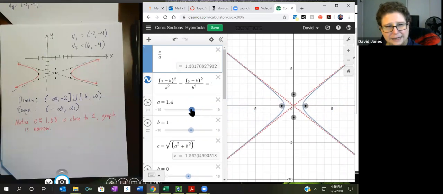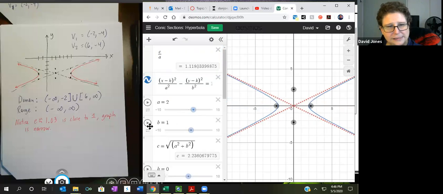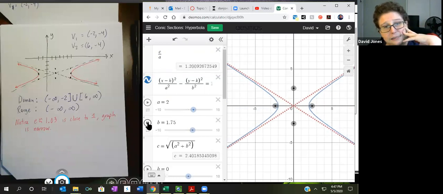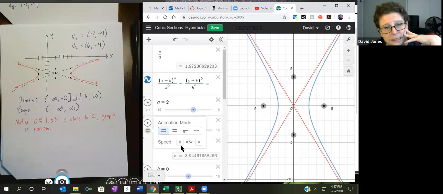Let's move that back down. Let's make it like 2. Let's let B go up. And we're still opening left and right. This is still my eccentricity because we're opening left and right. I need to slow that down too.